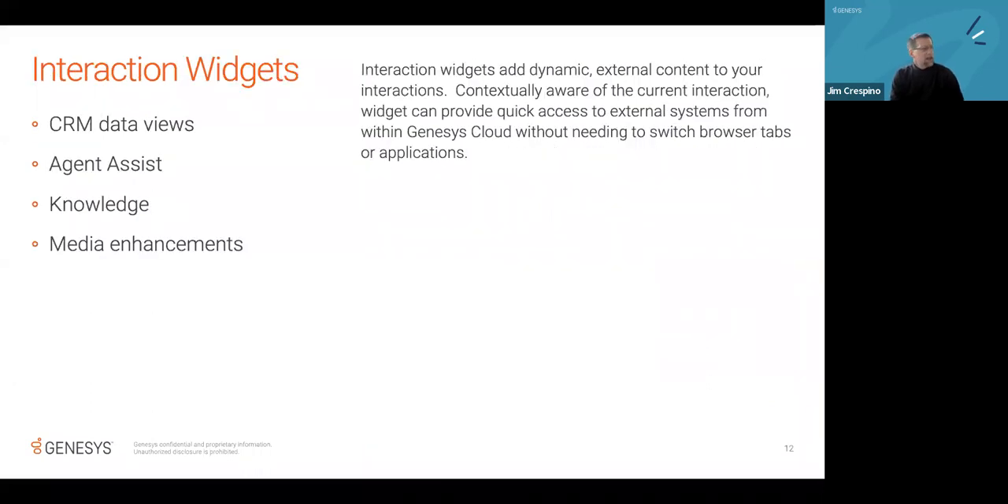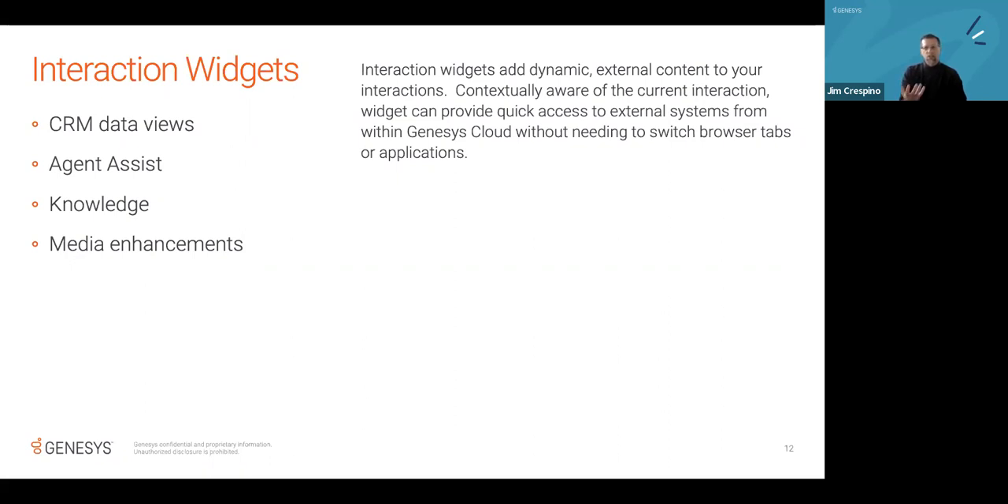All right, and now we're on interaction widgets. So we're almost done here. Interaction widgets go along with agent scripts. So an agent script can give the agent context and help the agent process the interaction. Interaction widgets hang off on the right-hand side of our Genesys Cloud UI to provide deeper integration to those third-party systems for things that maybe can't be integrated into the agent script.